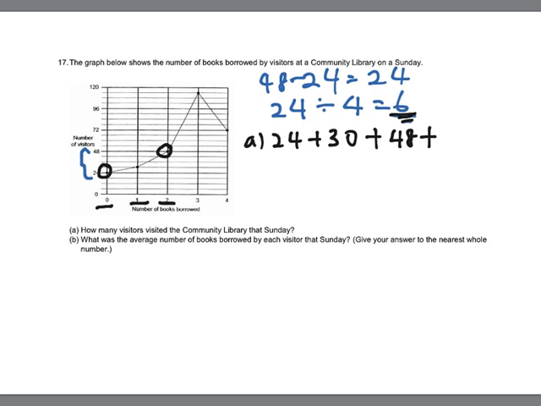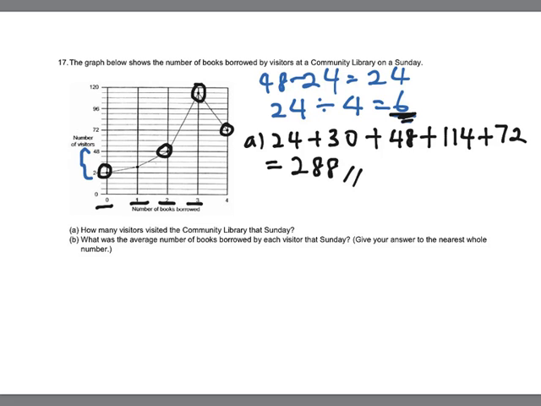Those visitors who borrowed 3 books is right at the top over here, which is just 1 level before 120. So 120 minus again 8 will then be 114, and plus the last one over here easily is 72. So that is the total number. By adding all up, I will get 288 visitors.